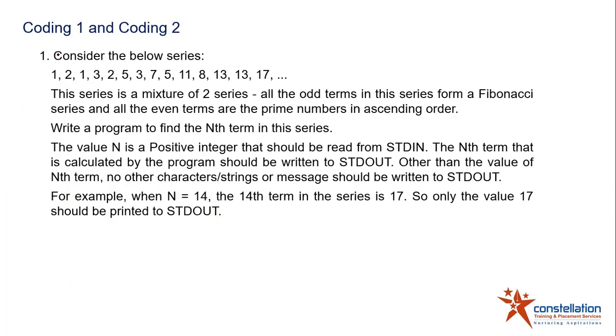Now the first question is, consider the below series: 1, 2, 1, 3, 2, 5, 3, 7, 5, 11, 8, 13, 13, 17. Now this is very confusing. By looking at the series, it is very confusing. So let's read more about it.